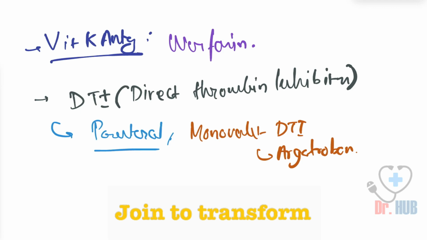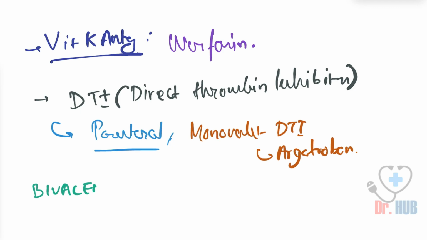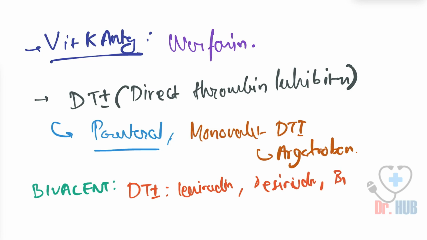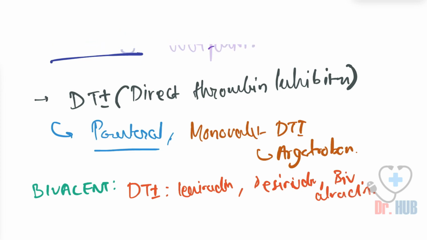Next we have the bivalent. So under bivalent, it includes the DTI. So what is the DTI? It includes the lepirudin, and there is also the desirudin and the bivalirudin. Next we move on to the oral variety. So under oral, what does this include? It includes the dabigatran.